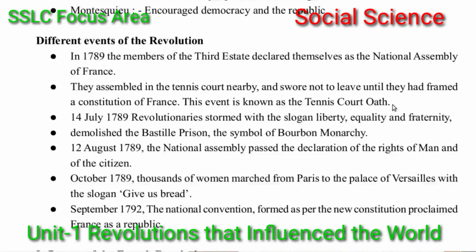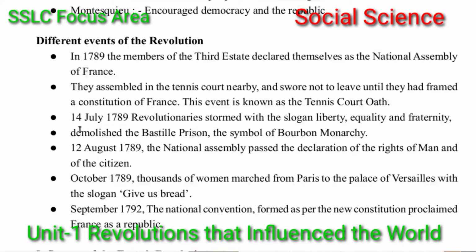Then there is a chance of a question like this: what is the Tennis Court Oath? The Third Estate assembled in a nearby tennis court and swore not to leave until they had framed a constitution for France. This event is known as the Tennis Court Oath.